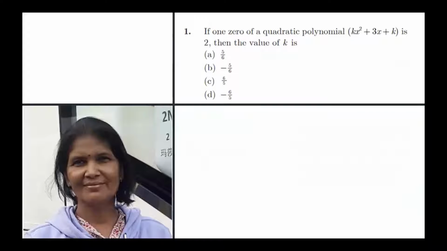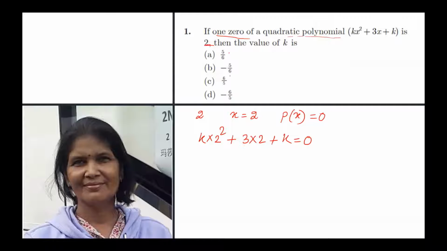First question is, if one zero of the quadratic polynomial kx square plus 3x plus k is 2, then find the value of k. You know that if one zero is 2, that means if I put x is equal to 2 in the polynomial, this polynomial becomes 0. So k into 2 square plus 3 into 2 plus k is equal to 0. We'll solve this for k and we'll find the answer from the options.